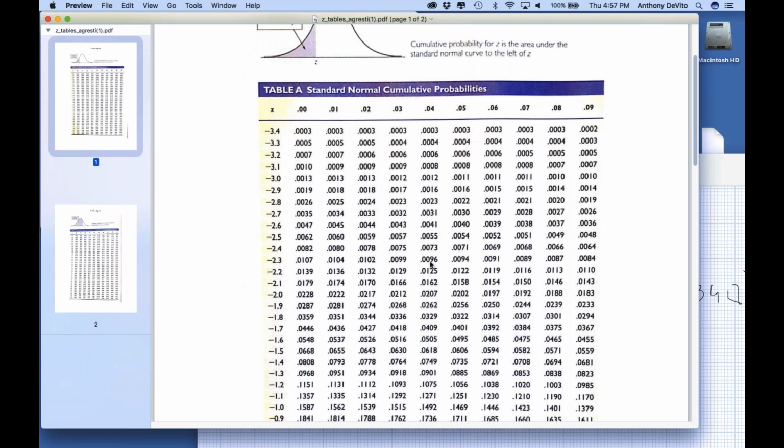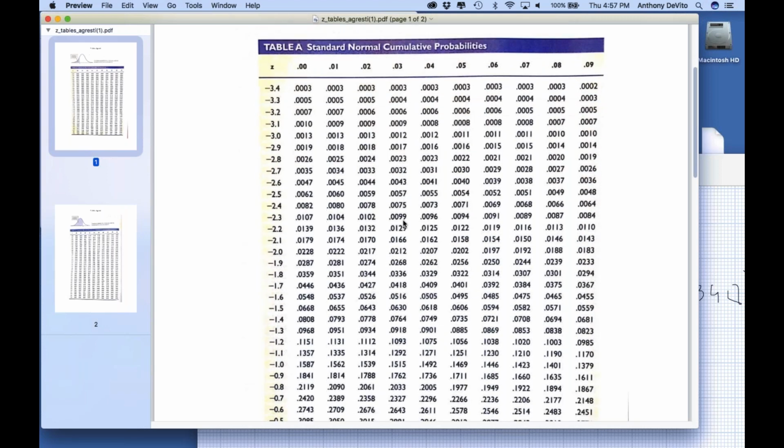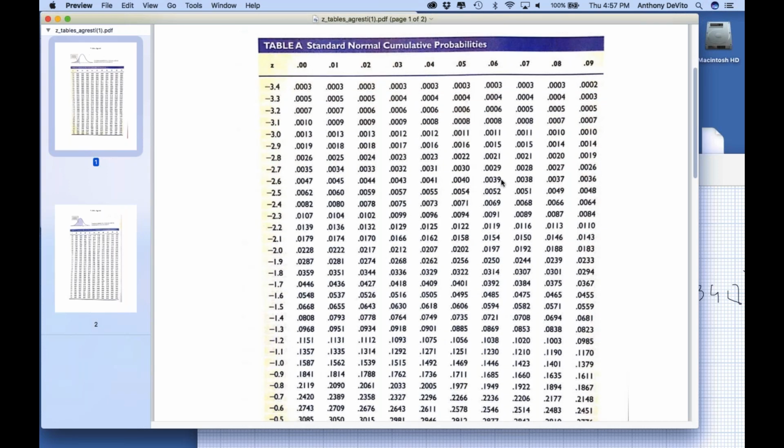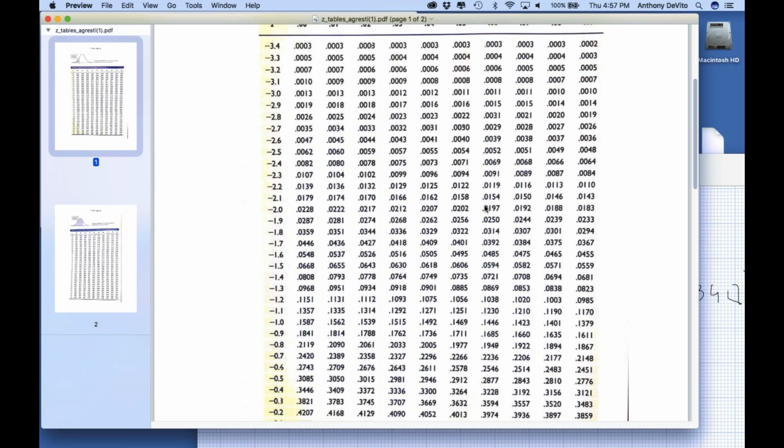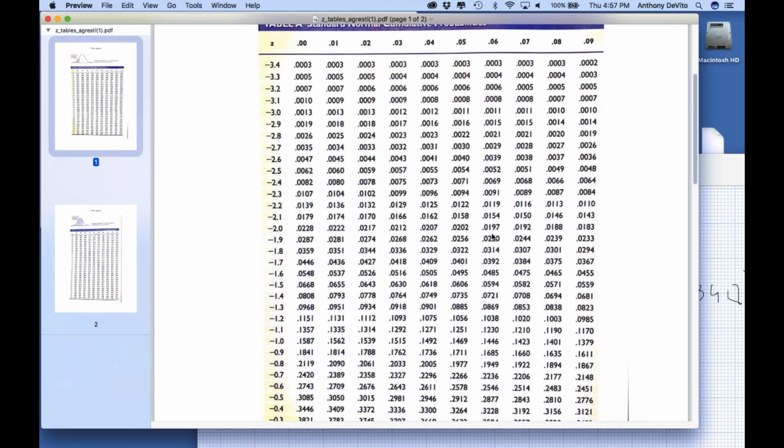So the areas are all the numbers in the middle. So I'm going to find the area that represents 2.5%. Okay, so let's see, 2.50. Here's 2.50 right there, right? So what z-score gives us 2.50 or 2.5%? 1.96. Okay?